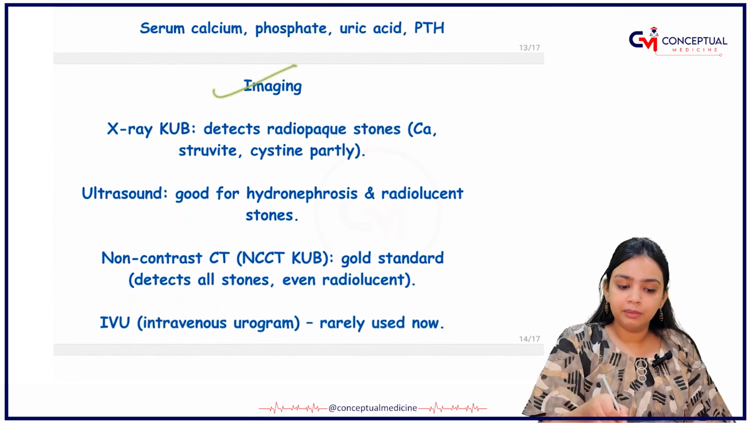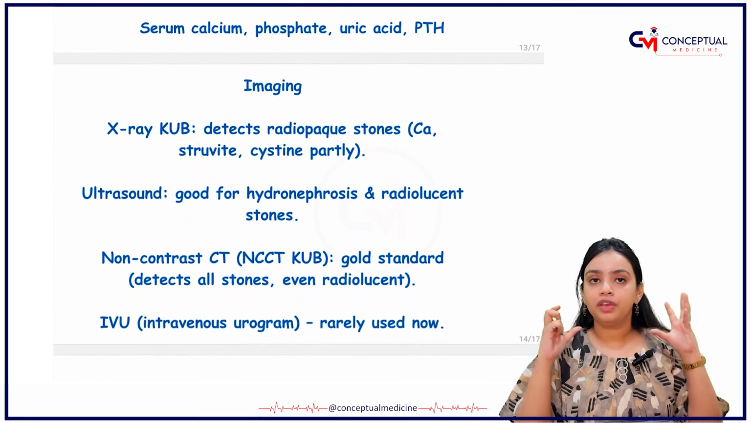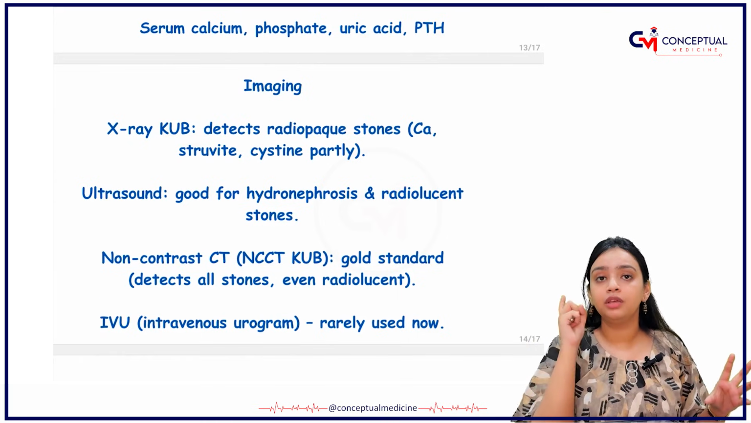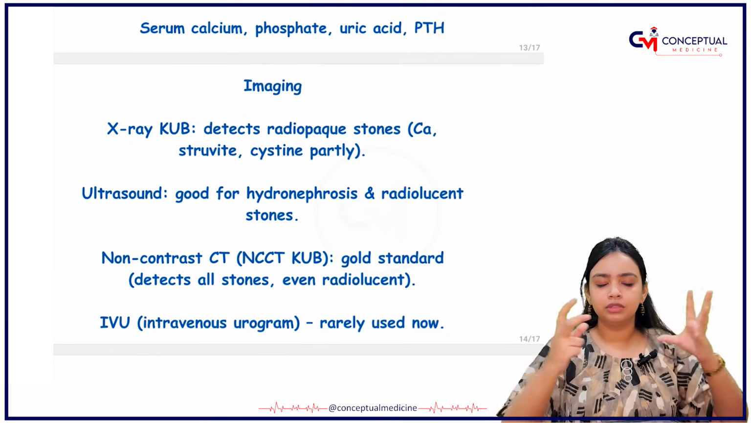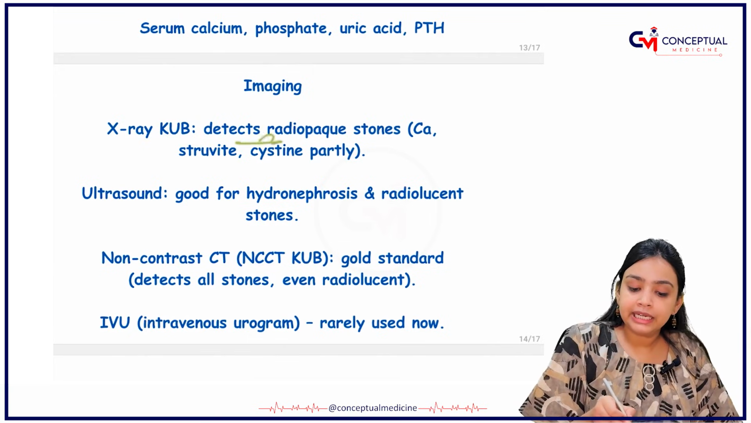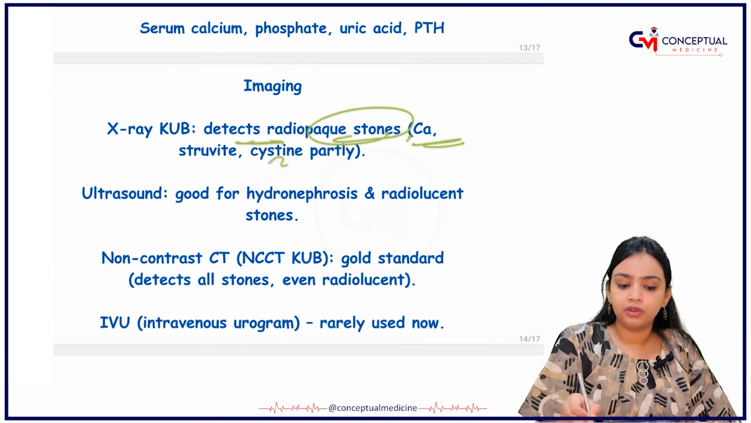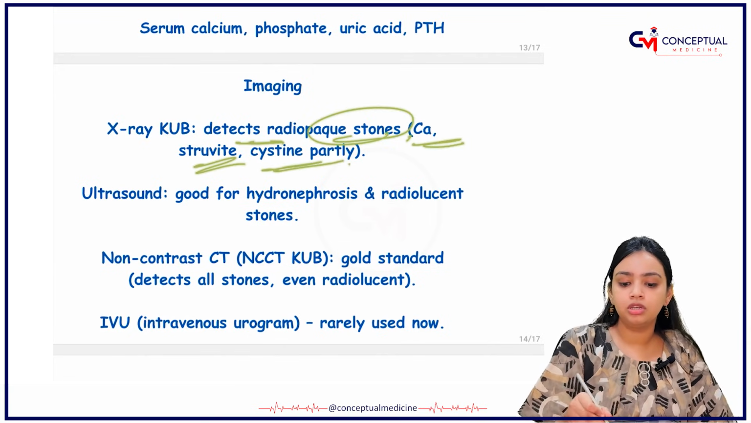Right. What are the imagings? You have the X-ray of KUB. What is KUB? KUB is kidney, ureter and bladder. Both the X-rays you have to do. They detect the radio-opaque stones like your calcium, struvite and the cystine partially.